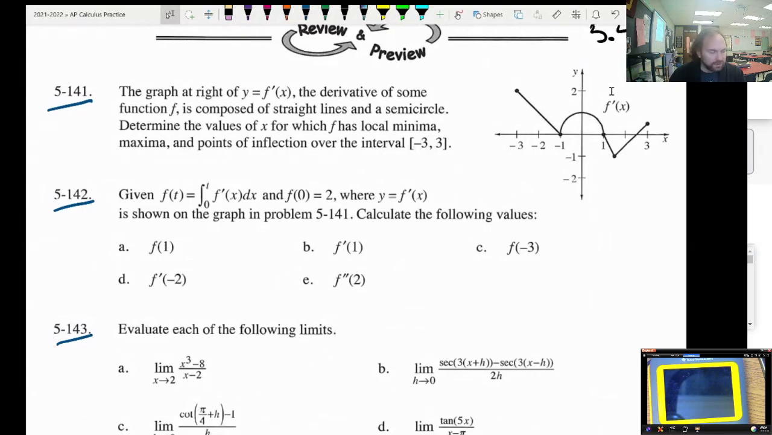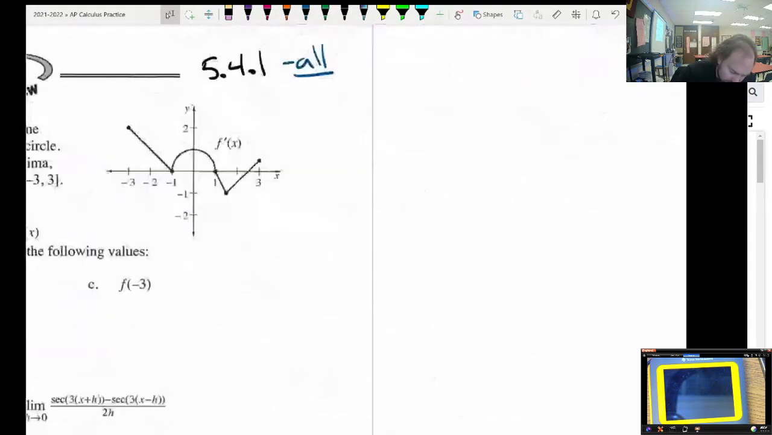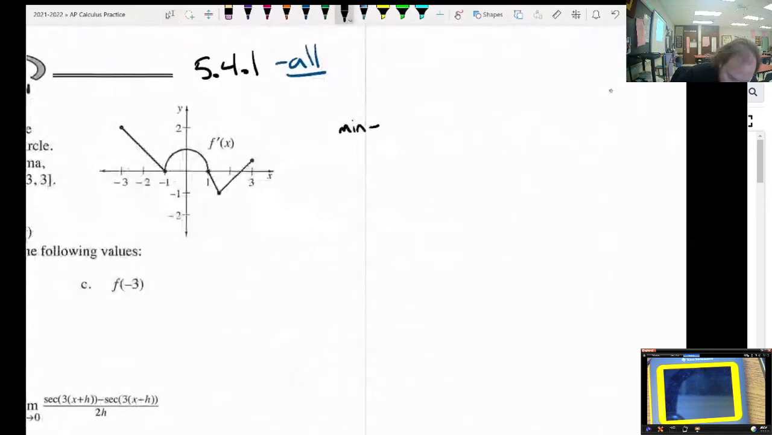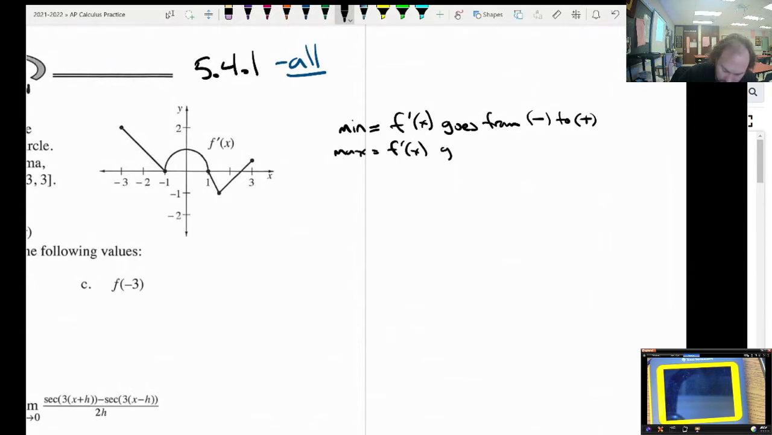So for this, we're going to take a look at that graph, and we're really going to tell where it's changing from positive to negative or from negative to positive. Because we kind of know from this that a minimum happens when f prime of x goes from decreasing to increasing, so negative to positive. A max is going to happen when f prime of x goes from positive to negative, or in other words, increasing to decreasing.